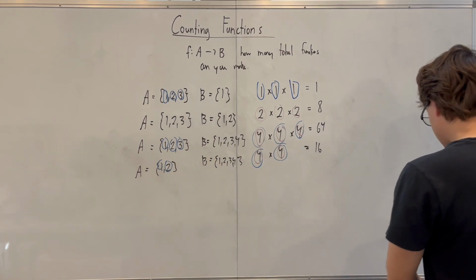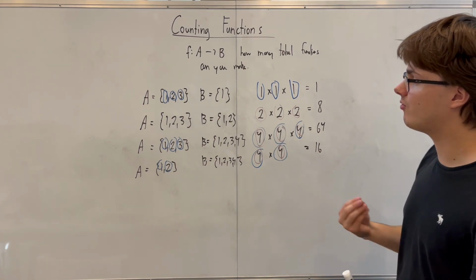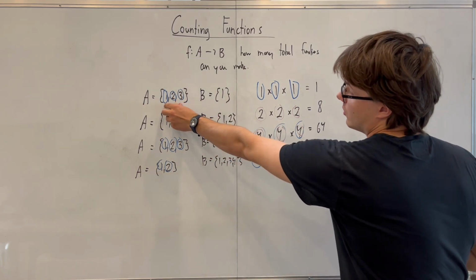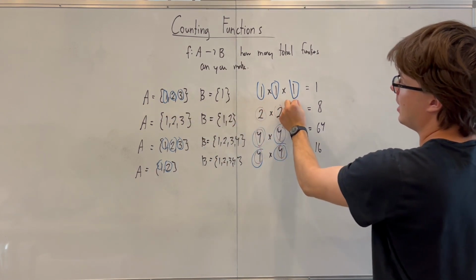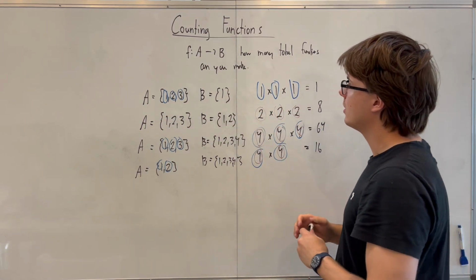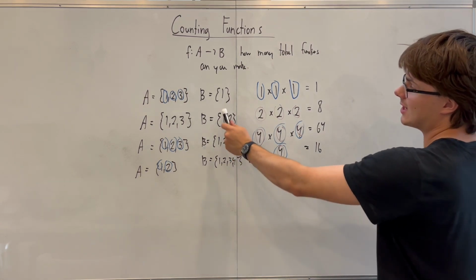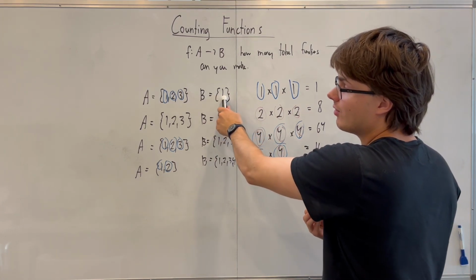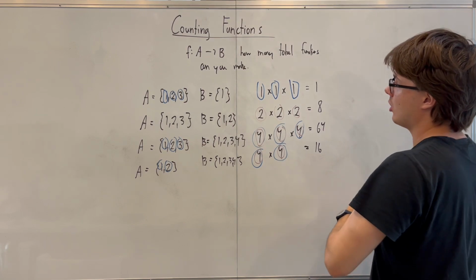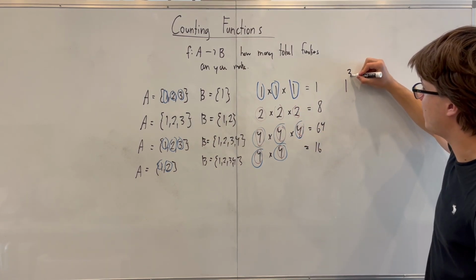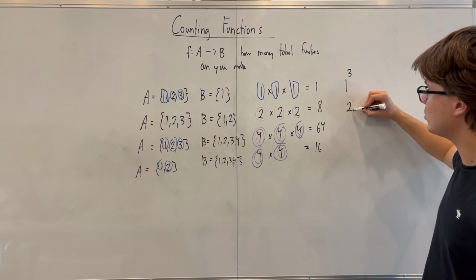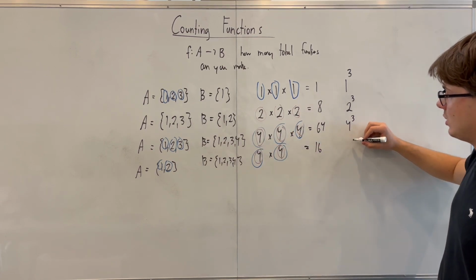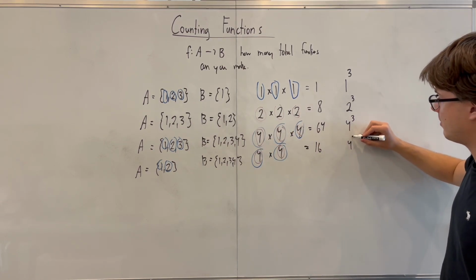So what does this mean? This means that the total number of functions between 2 finite sets is going to be the size of B multiplied by itself the size of A times. So as we can see here, this is equal to 1 to the power of 3. This is going to equal 2 to the power of 3. This is going to equal 4 to the power of 3. And this is going to equal 4 to the power of 2.